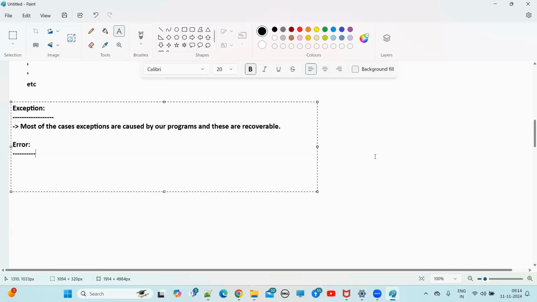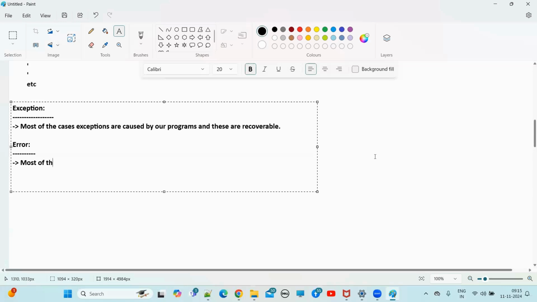Okay. So now, when an error comes, in most cases errors are not caused by our program. Okay. So these are due to lack of system resources. Understand, guys? Due to lack of what? System resources. So in most cases errors are not caused by our program and these are due to lack of system resources. Let me write that point and we will discuss.